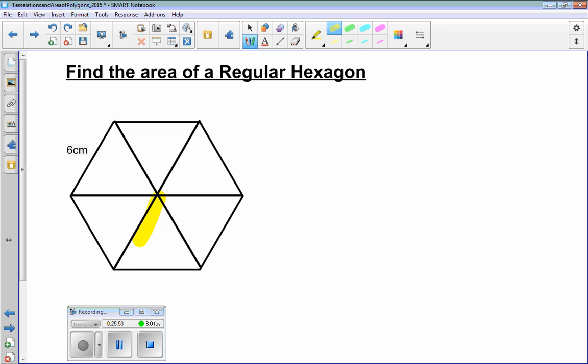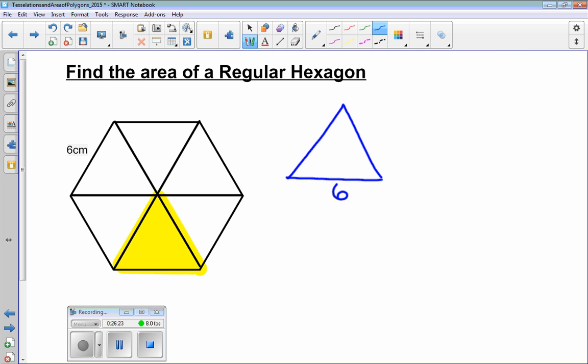So let's take one of them, and if I can find the area of one of the triangles, can't I just multiply it by 6 and get the answer? Doesn't that seem reasonable? Okay, so we're going to find the area of one triangle. So I'm going to draw it off to the side. Okay, and I'm given some information about the base of that triangle. It's 6. You agree?